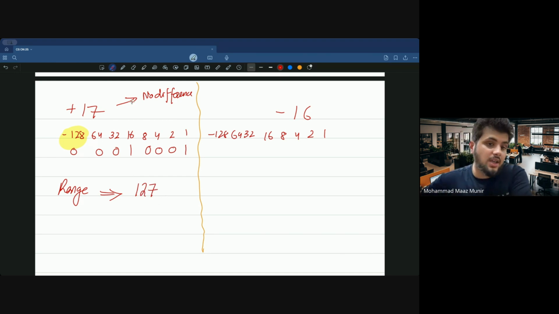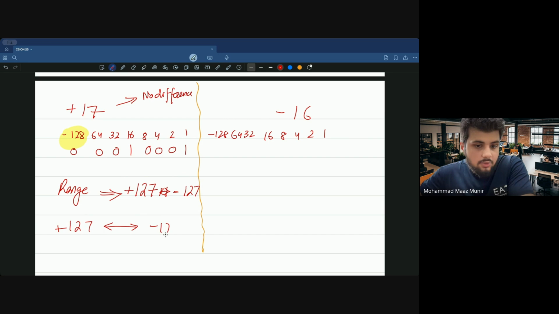So when we are dealing with negative numbers, the largest number when using 2's complement is positive 127. Whereas what's the largest negative number we can get? Let's say negative 127. So your range, this is the range symbol, you can go from a positive 127 to a negative 127. So this means that we could have, guys, just a moment, just a second, guys.